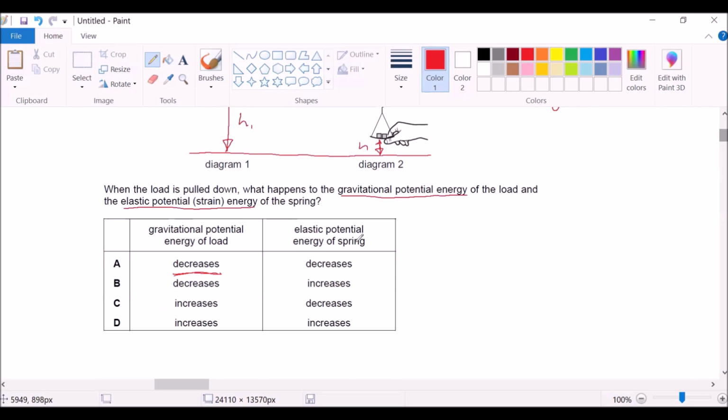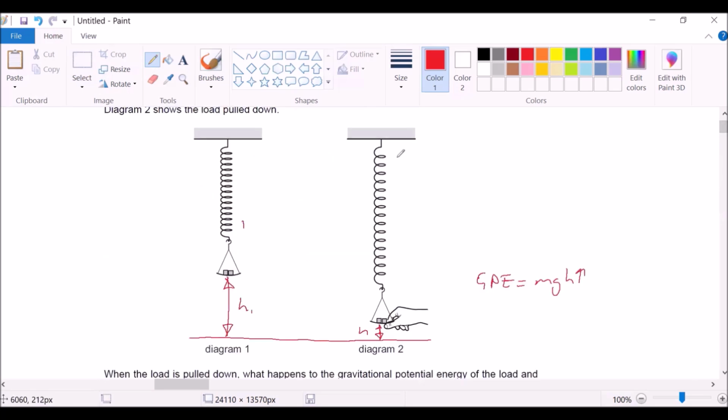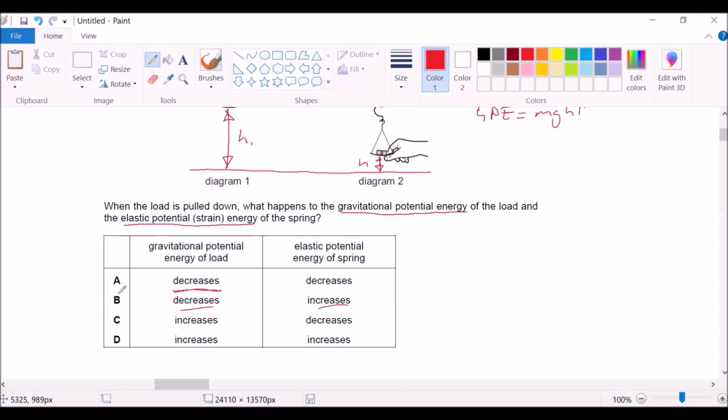Elastic potential energy of the spring. The spring is more stretched here than there. So when you pull the load down, you're increasing the strain energy in there. So the answer is B. Gravitational potential energy decreases, elastic potential energy increases.